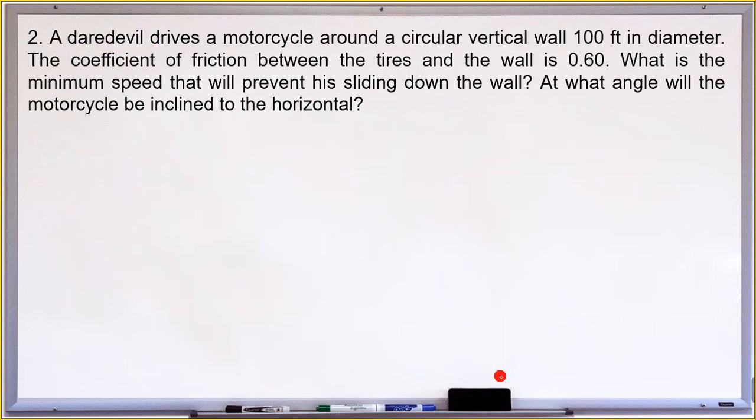Okay, so let's proceed to the second question. A daredevil drives a motorcycle around a circular vertical wall 100 feet in diameter. The coefficient of friction between the tires and the wall is 0.6. What is the minimum speed that will prevent his sliding down the wall? At what angle will the motorcycle be inclined to the horizontal?